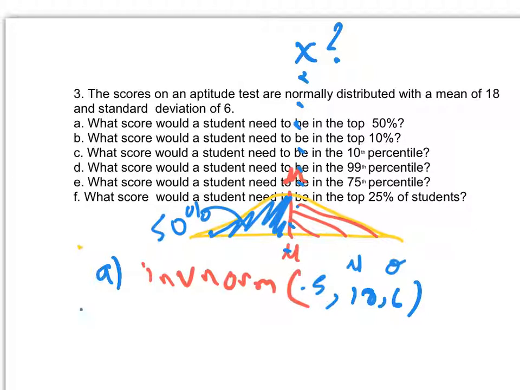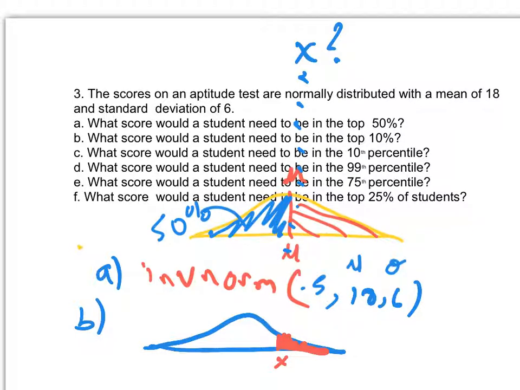Let's look at B. What score would a student need to be in the top 10%? Looking at the same picture, if you're in the top 10%, you are in here. So I want to know what that score would be here.